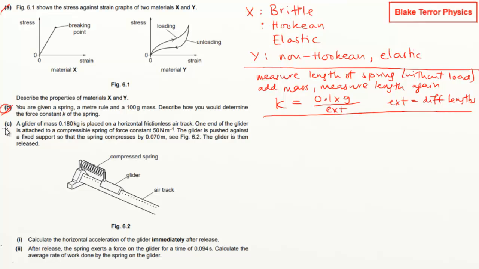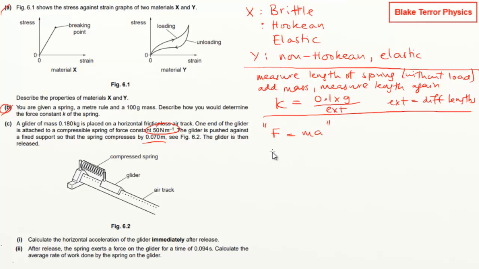Right, so now a glider of mass 0.18 kilograms placed on a horizontal frictionless air track. One end of the glider is attached to a compressible spring, a force constant 50 newtons per meter. The glider is pushed against the fixed support, so the spring compresses by that amount. Calculate the horizontal acceleration of the glider immediately after release. So it's going to be whatever the force is going to be. So we're going to do F equals ma on this. We're going to do Newton's second law.